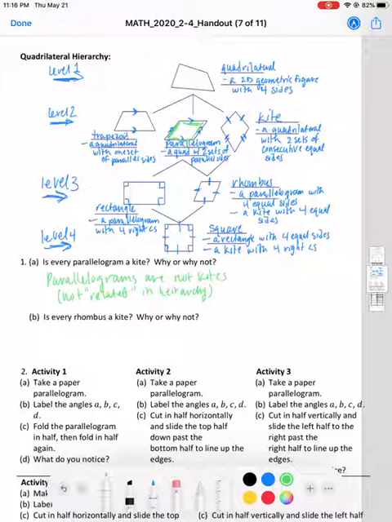Is every rhombus a kite? Why or why not? Now they are related, these two are related in the hierarchy, and they have a relationship right here. And every rhombus is a kite because rhombuses are kites with this definition here. They are kites with 4 equal sides. Yes, because rhombuses are kites with 4 equal sides.